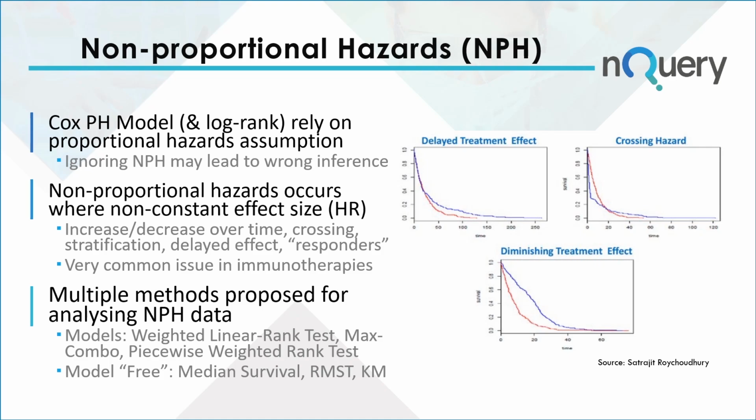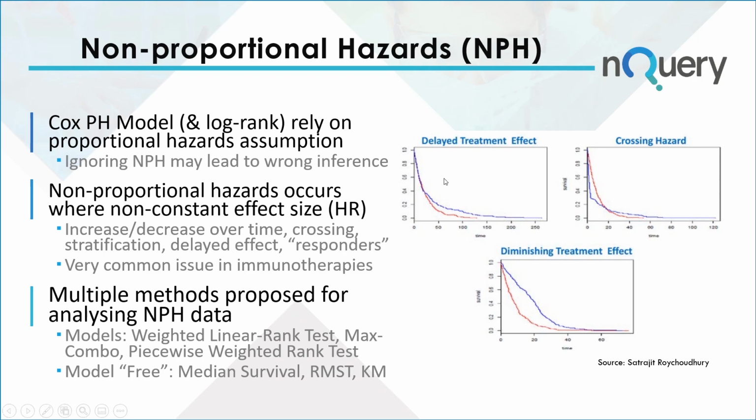So as mentioned, the Cox proportional hazard model and implicitly the log rank test rely on the proportional hazards assumption, and ignoring this can lead to wrong inference because there's very different ways that this could occur. So when we have this non-constant effect size, this non-constant hazard ratio, then different things could be happening. So you can see here on the right hand side we could have a delayed treatment effect.